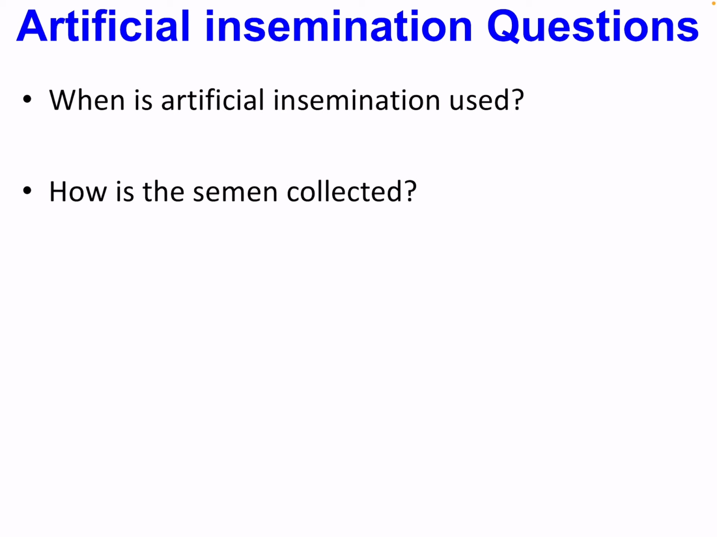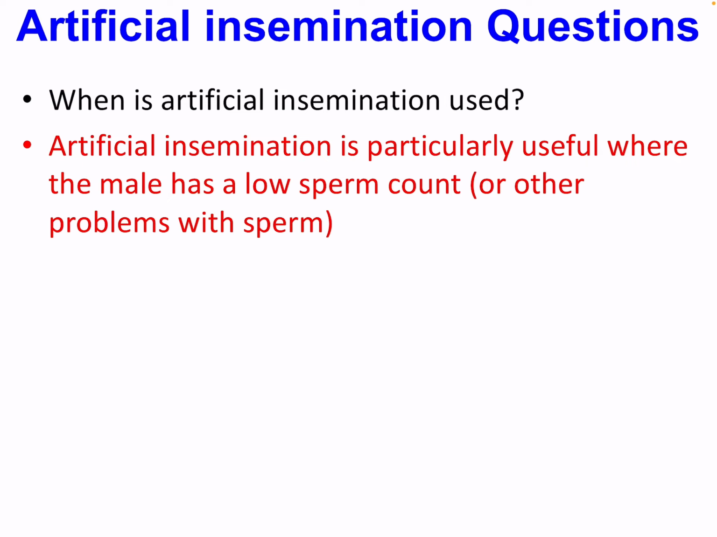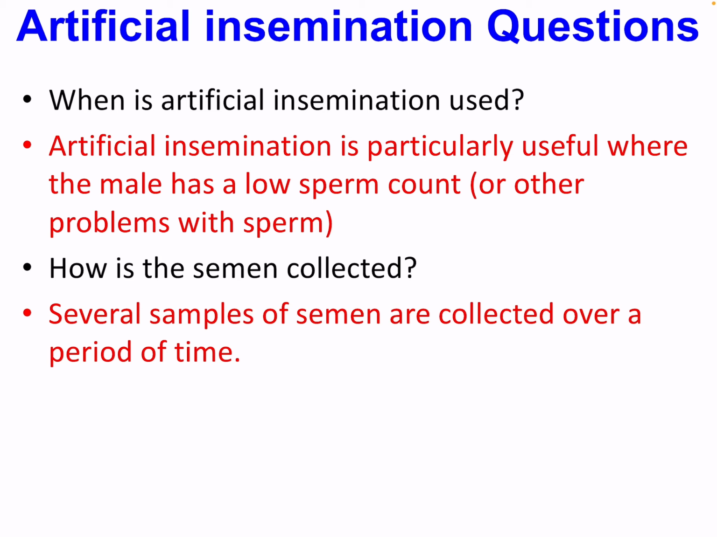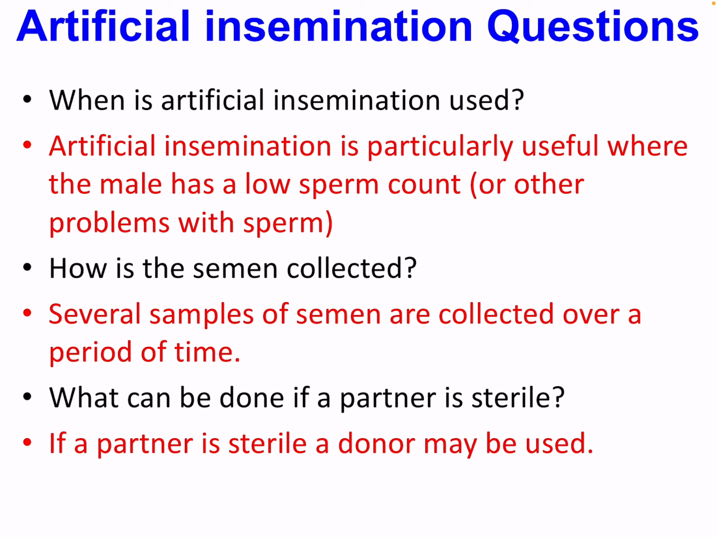Okay, so pause the video now and answer the questions on artificial insemination. So, artificial insemination is used where the male has a low sperm count or other problems with sperm. The semen is collected over a period of time and several samples are usually collected. If a partner is sterile, a donor may be used.